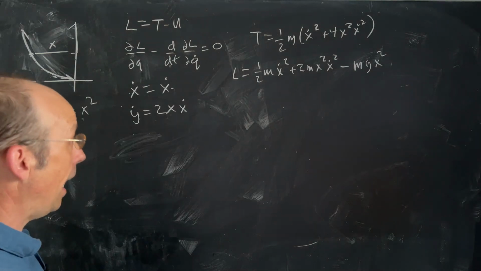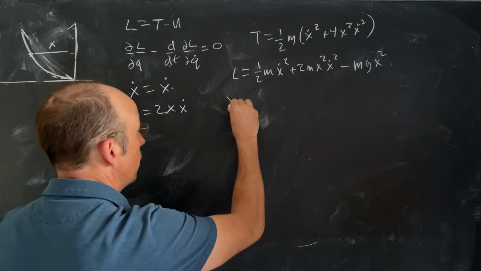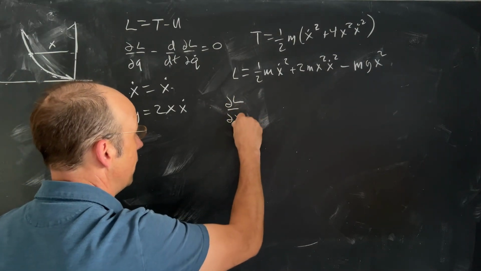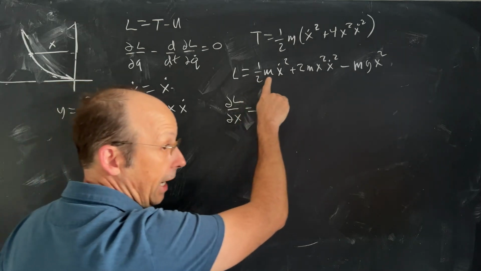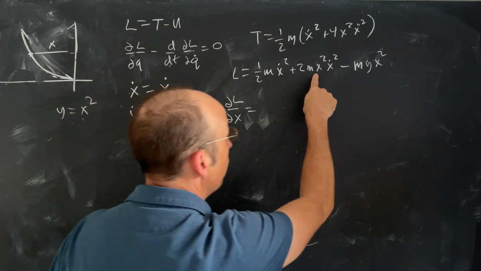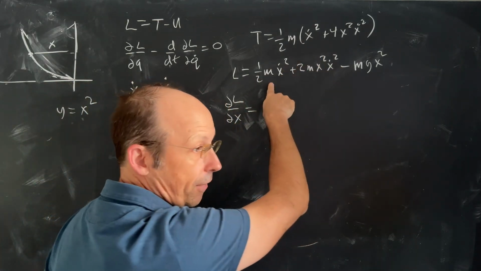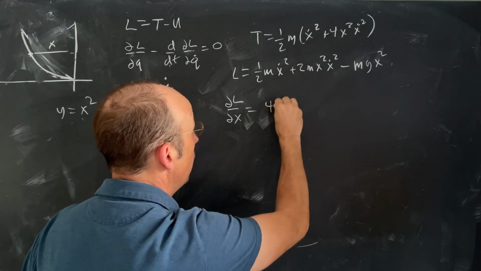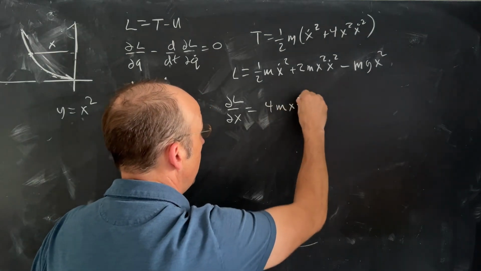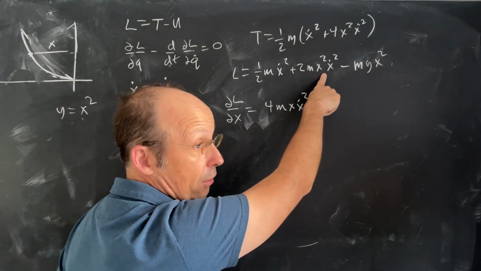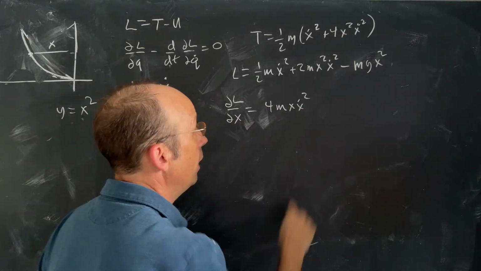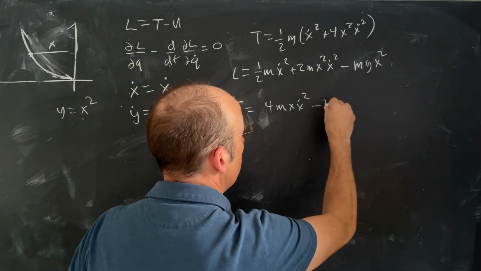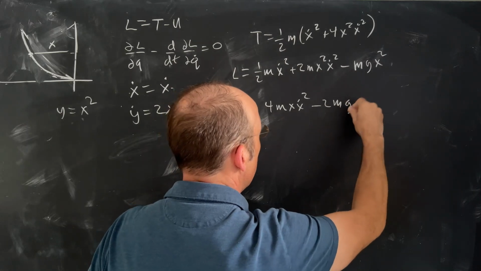Okay, now let's do our derivatives. The partial of L with respect to x is going to be, I'm just scanning along looking for x's. No x. Here's an x. The derivative of that term is 0 with respect to x. So here I get 4mx x dot squared. I'm not going to take the derivative of x dot because it's a partial derivative. And then over here I get minus 2mgx.